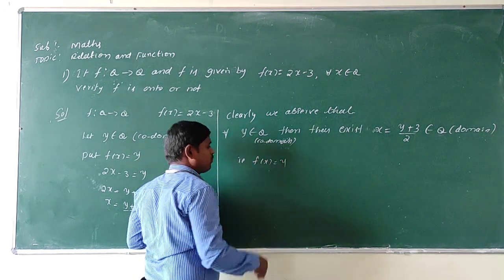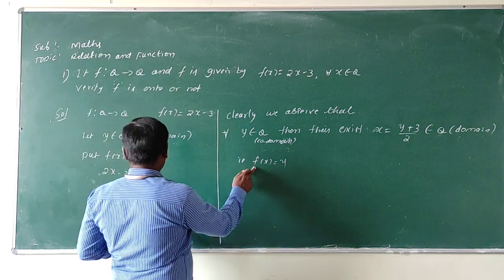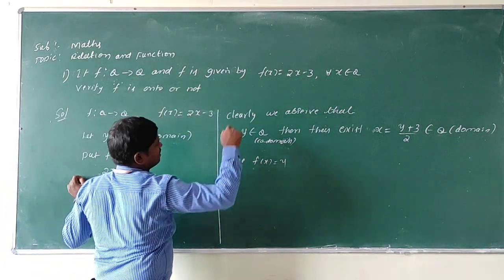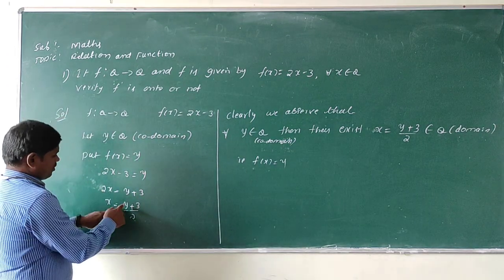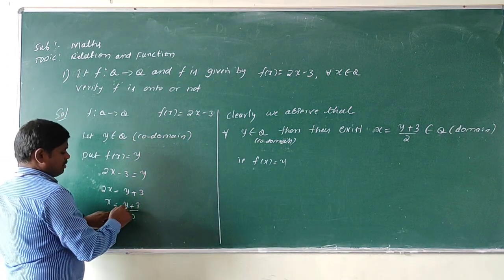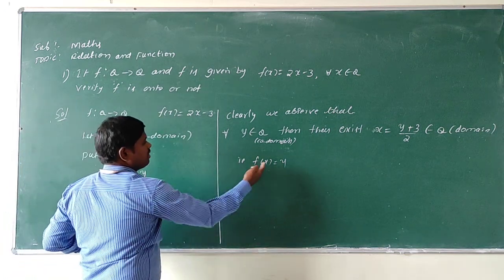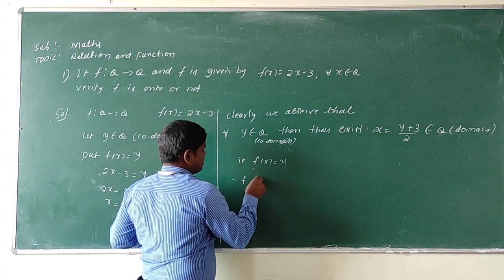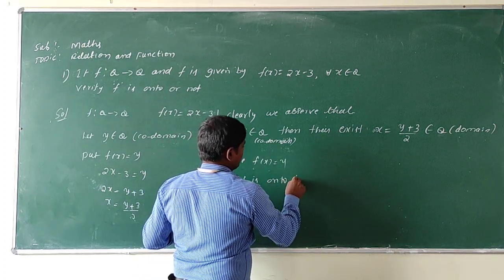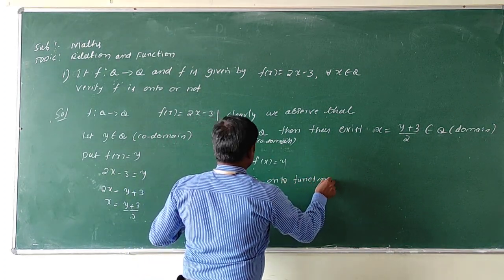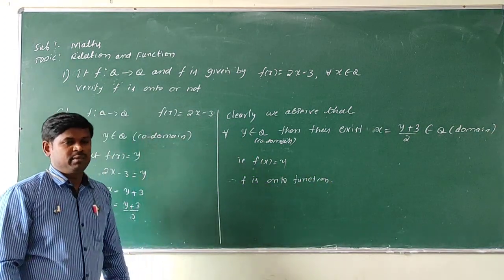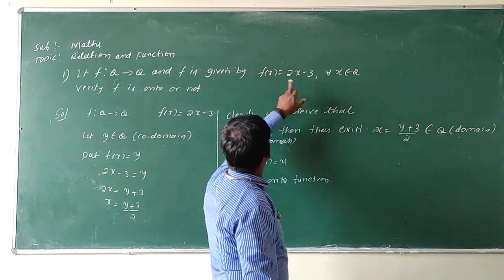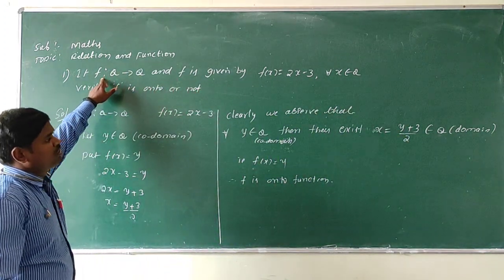Okay, so that is f of x is equal to y. So f of x is what here? f of x is nothing but 2x minus 3. So x is nothing but y plus 3 divided by 2. Suppose if you put x equal to y plus 3 divided by 2 in this equation, then we get f of x equal to y. Therefore f is an onto function. f is onto. That means every element in the codomain has a pre-image in the domain.